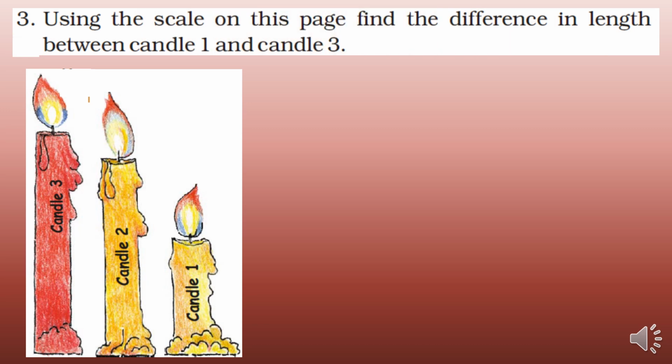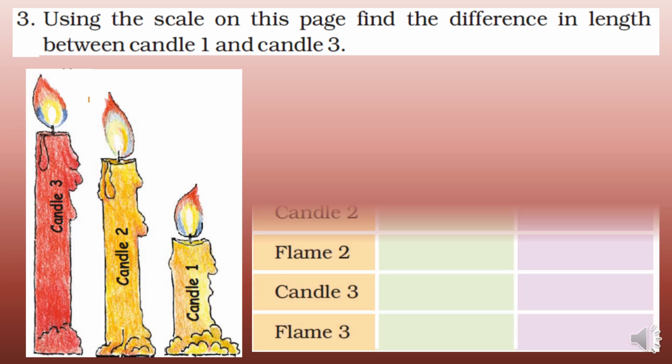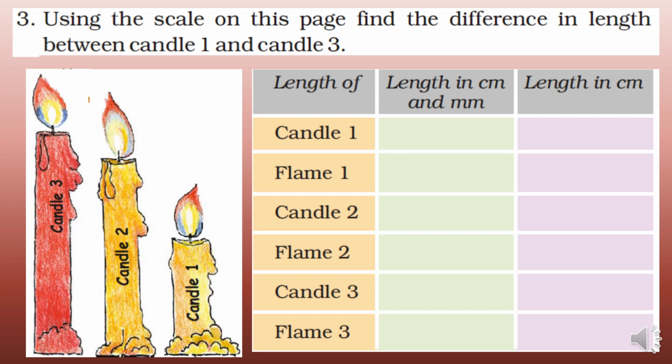Using the scale on this page, find the difference in length between candle 1 and candle 3. So here in the table we will write. For candle 1, if you use the scale and measure the length in centimeter and millimeter, it will be 2 centimeter and 9 millimeter. Length in centimeter will be 2.9 centimeter.